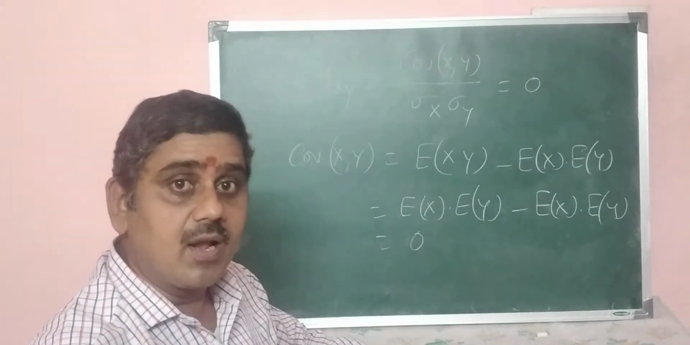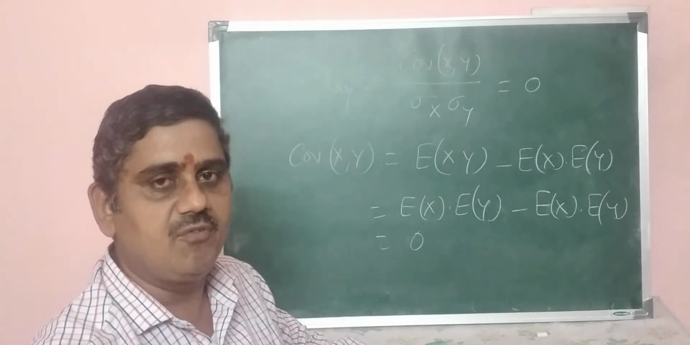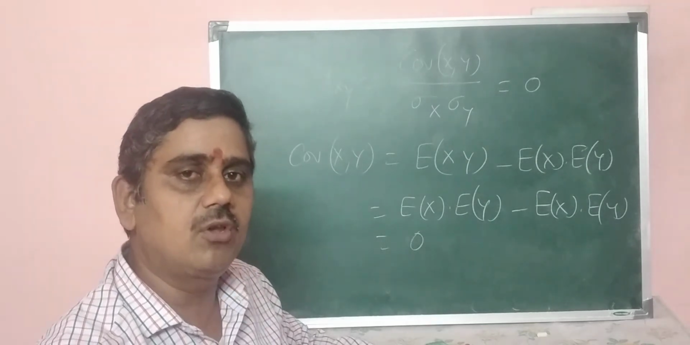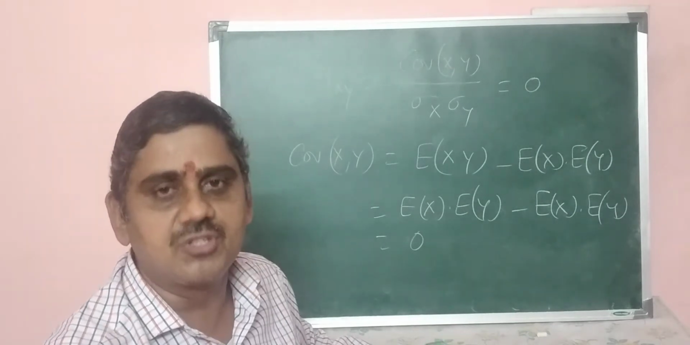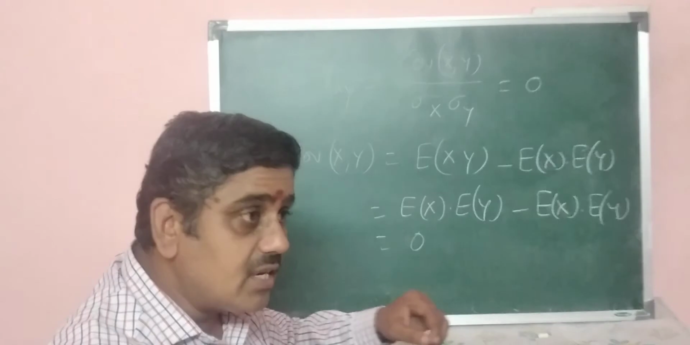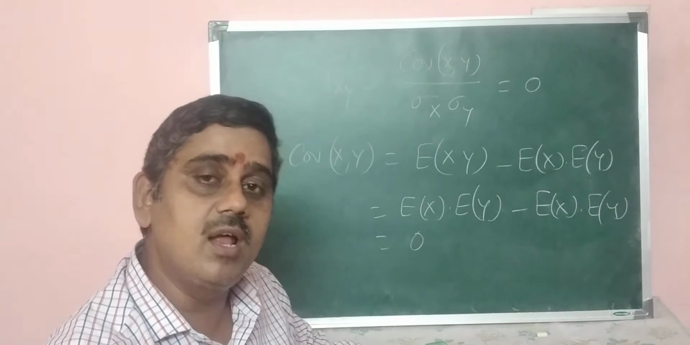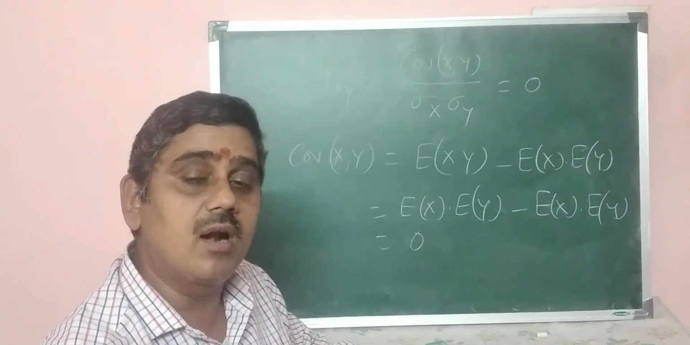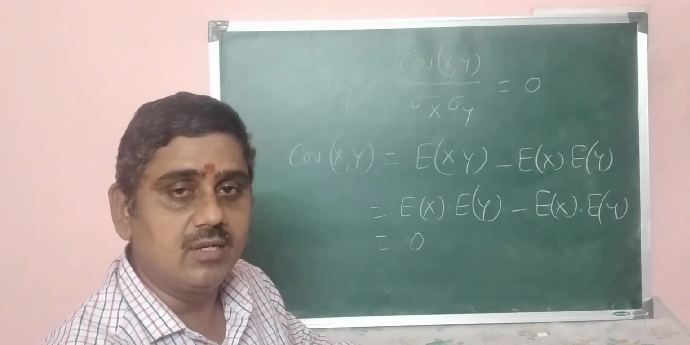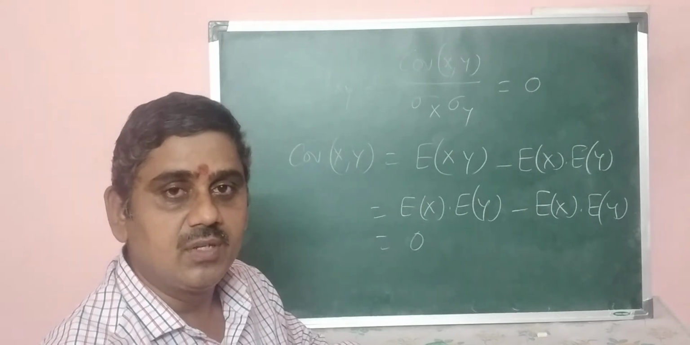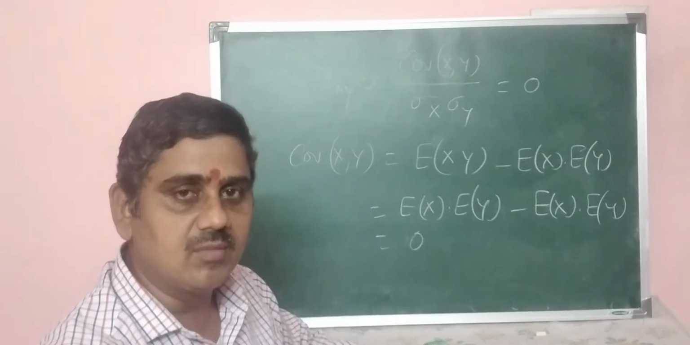If x and y are independent, then Rxy is 0. Simply to state this, if x and y are two independent random variables, then the correlation coefficient becomes 0. Which means if x and y are independent random variables, then they are uncorrelated random variables. The correlation Rxy between them is 0. That is, there is no correlation between two independent random variables.